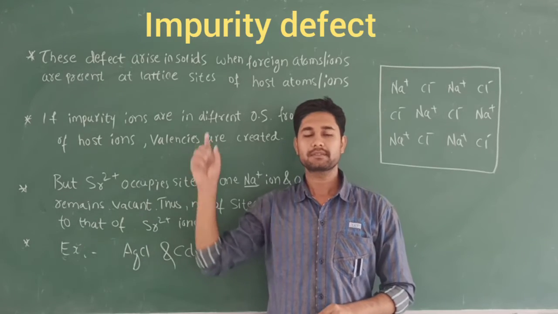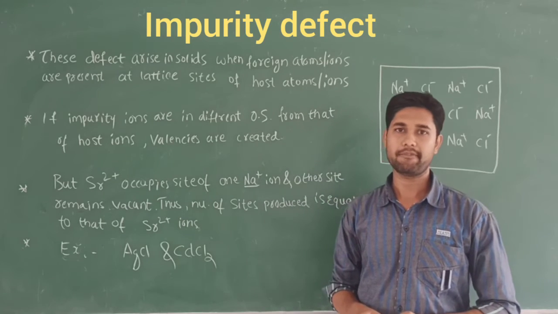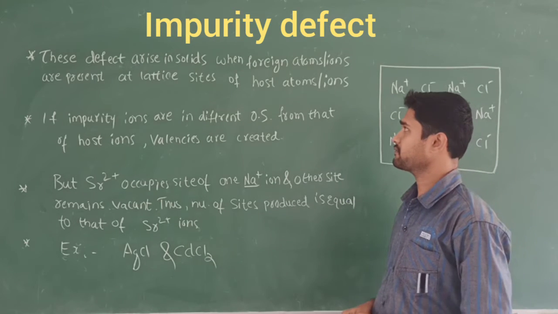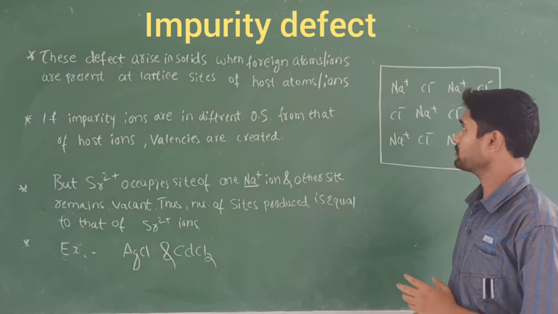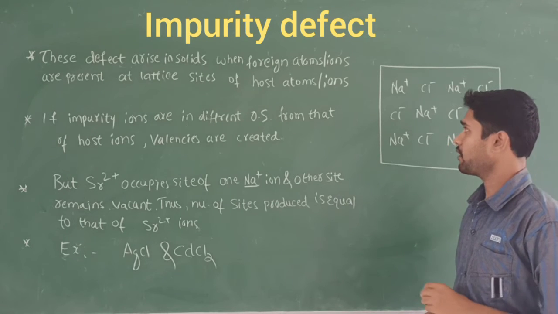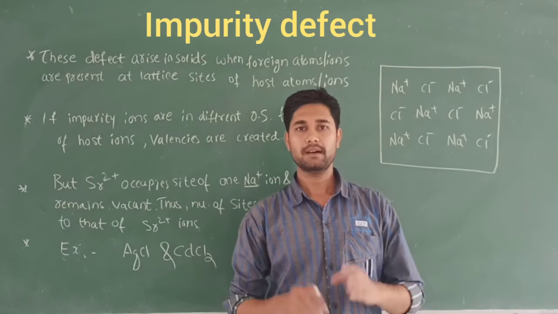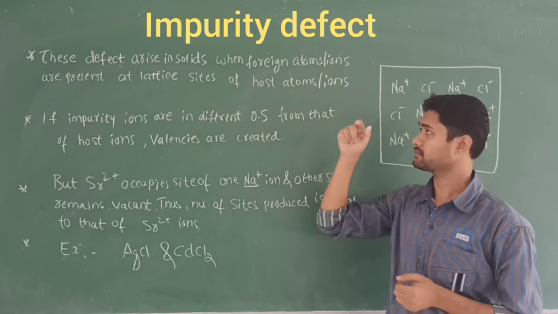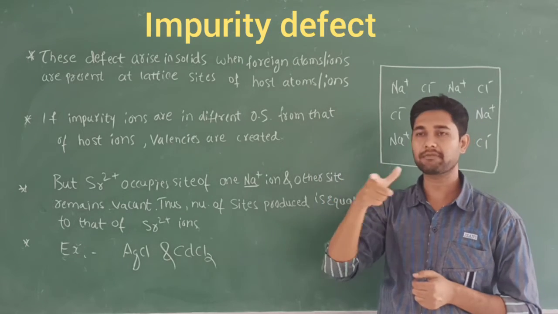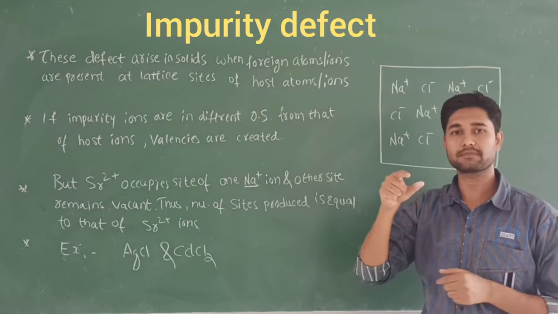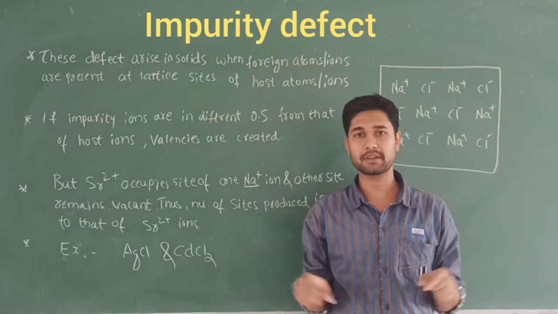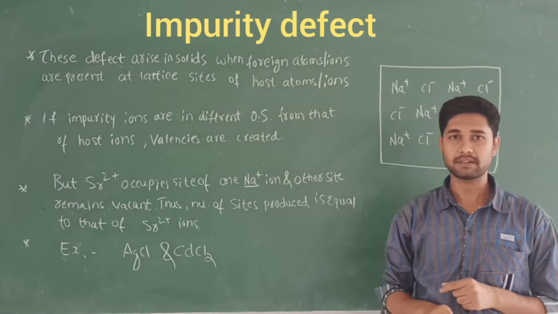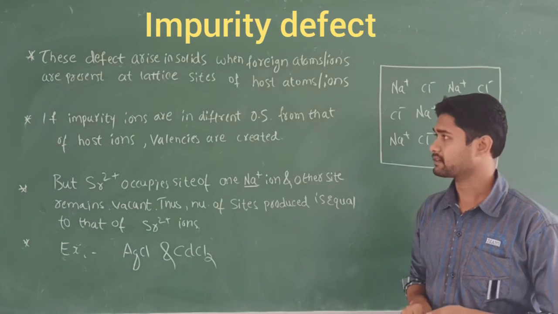Let's discuss the third and last one, that is called impurity defect. So let us have a note here. Impurity defect can be defined as the defect which arises in solids when foreign atoms or ions are present at the lattice sites of host atoms or ions. Consider a systematic crystal. At that time, a foreign atom, some other atom, will interact with the lattice sites of the host atom. The host atoms means the atoms or ions already there, and in them one more foreign atom comes in. The defect that arises, we name as impurity defect.